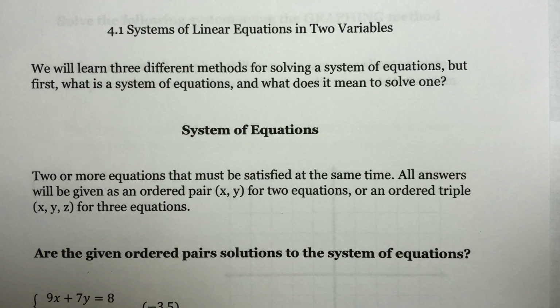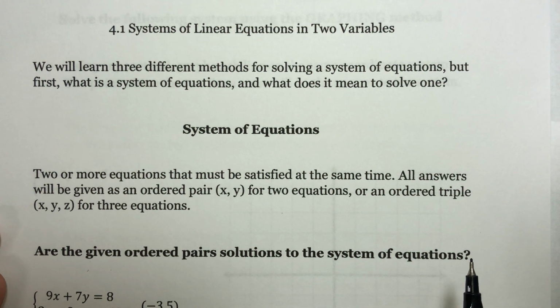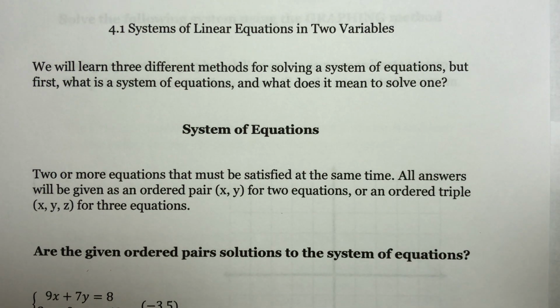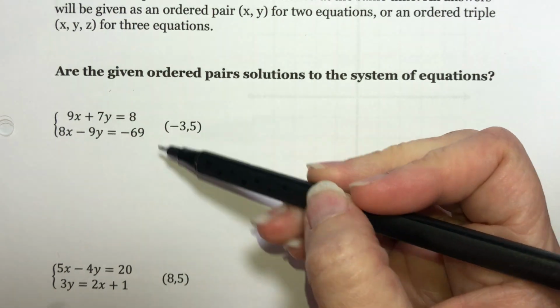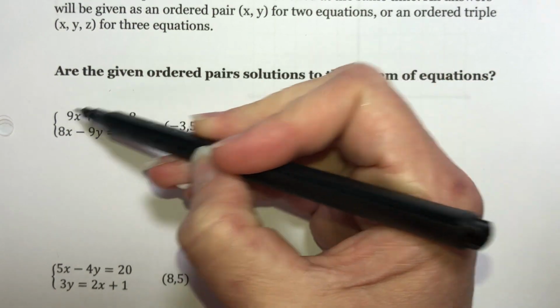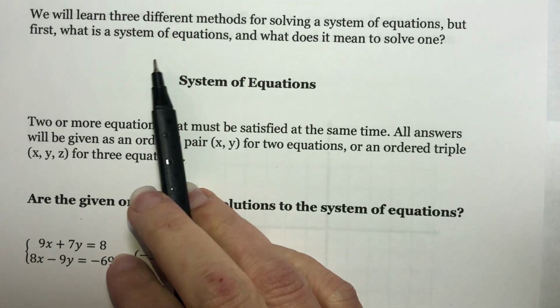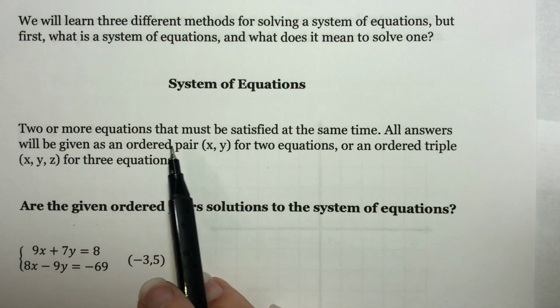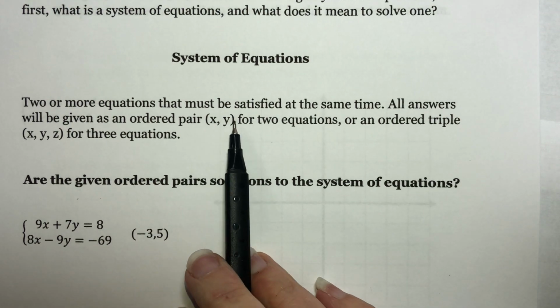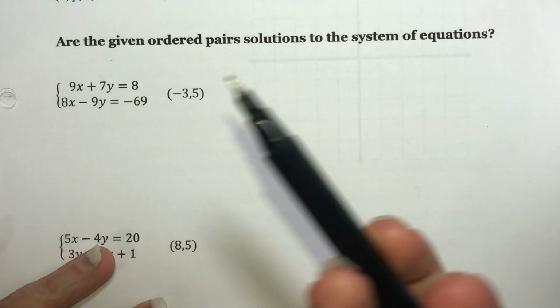This is section 4.1. We're going to be talking about systems of linear equations in two variables. Now, basically what a system looks like is something like this. In the last chapter, we were graphing linear equations in two variables. What we're going to be doing is looking for an ordered pair, x, y, that I could plug in for each equation and it work.